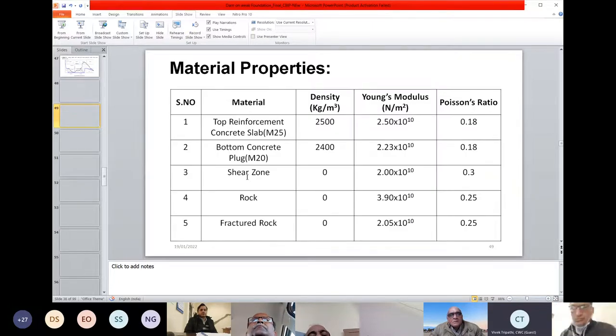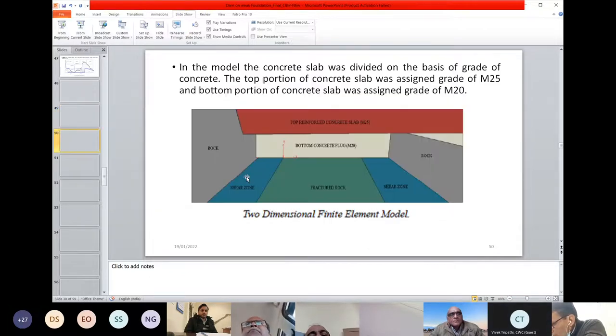So for the modeling purpose, these material properties were considered: densities, Young's modulus, Poisson's ratio, for shear zone rock and fractured rock. And this is the different materials we model.